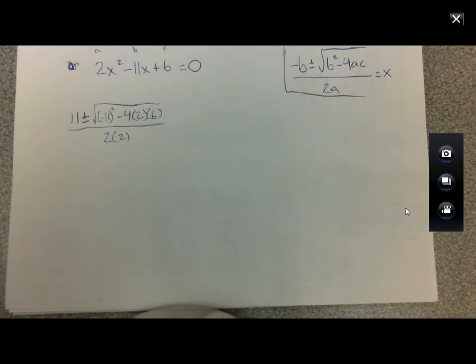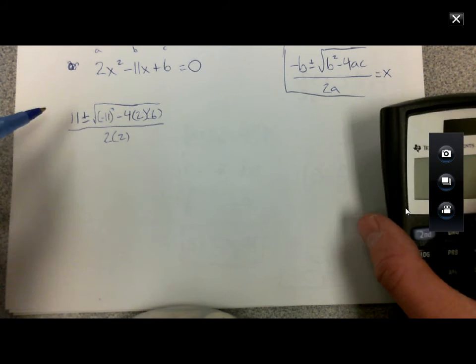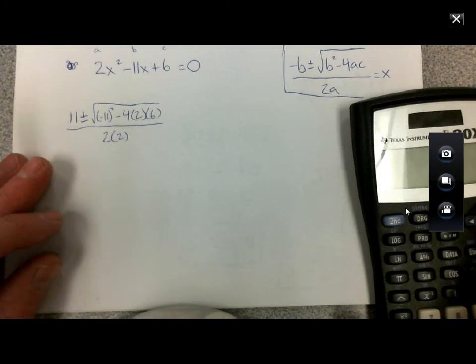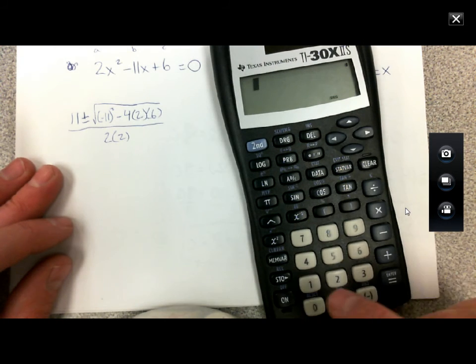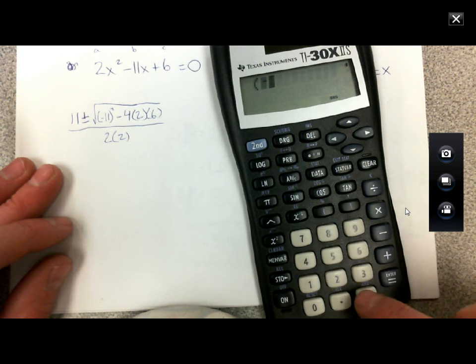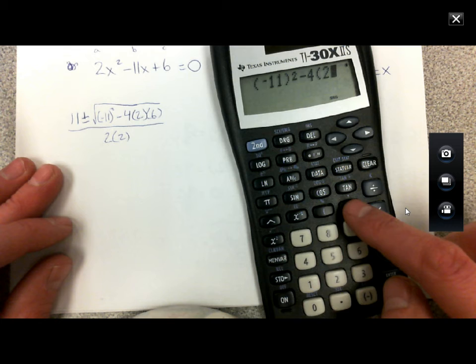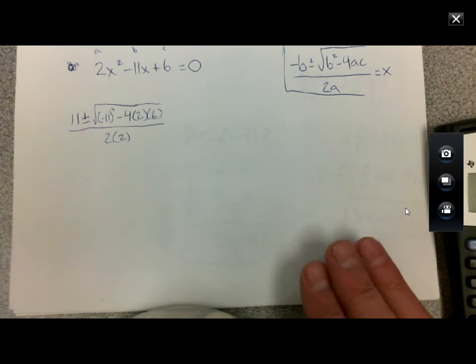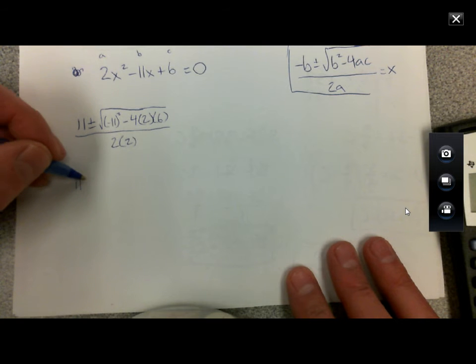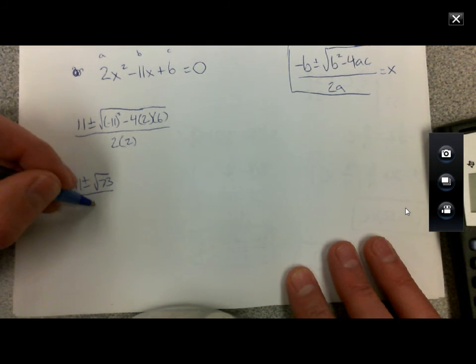And I'm going to do this in a couple different parts. I'm going to do what's called the discriminant first. The discriminant is what's underneath the square root there. So I'm going to use my calculator. Let's see if I can get that to a position where you can see it. There we go. I'm going to go negative 11 squared minus 4 times 2 times 6, 73. So that means I've got 11 plus or minus the square root of 73, all divided by 4.